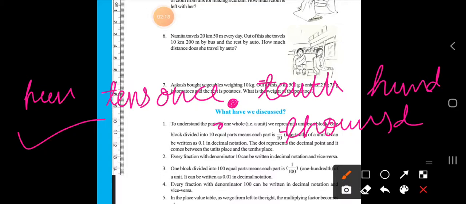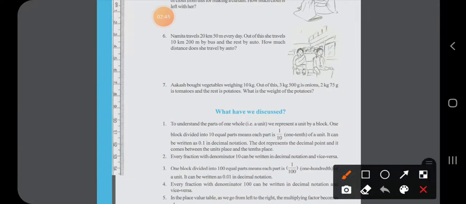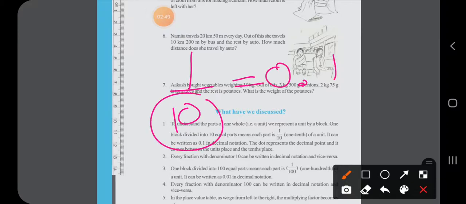Now what is this tenth? To understand this tenth, you can assume one block. If you are going to divide this block into 10 equal parts, for example, then each part represents 1/10. You have to write this 1/10, 1 upon 10, and 1 upon 10 you can write as 0.1, because here 1 zero is there.